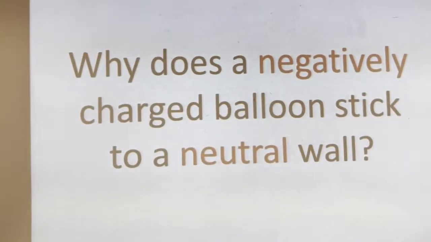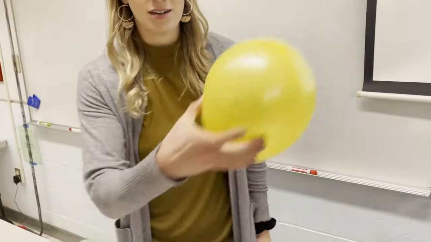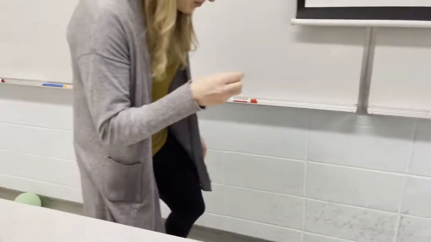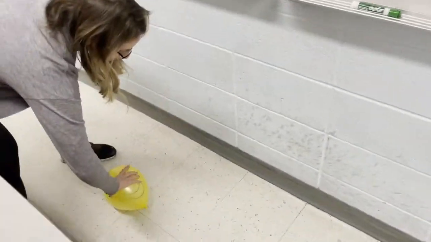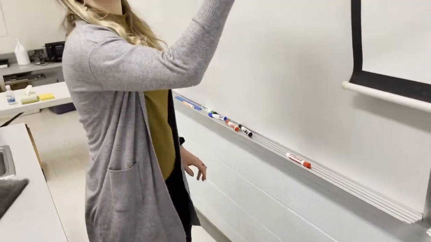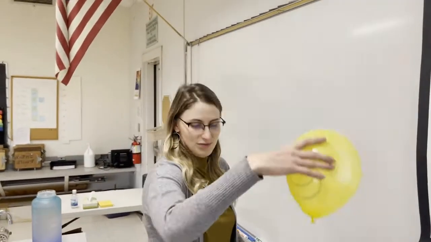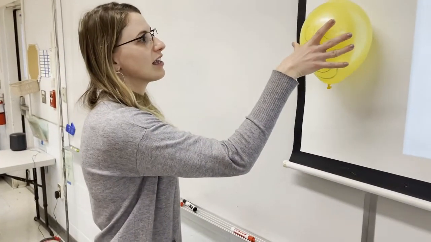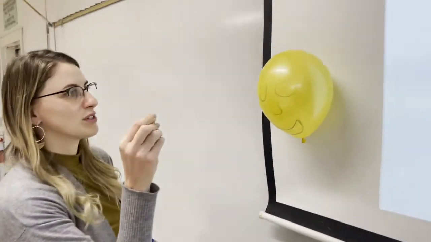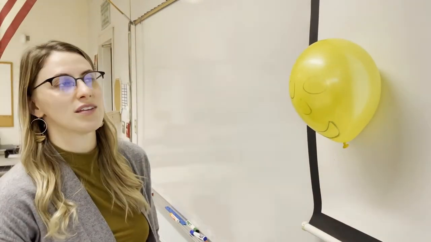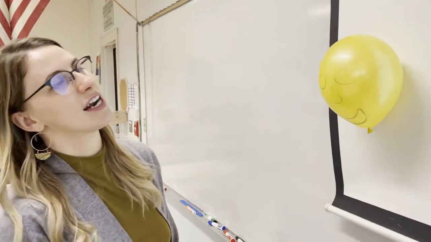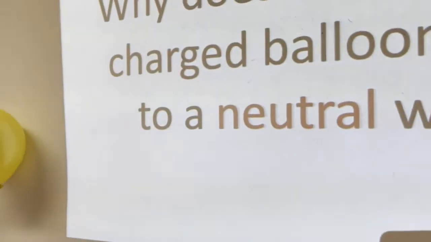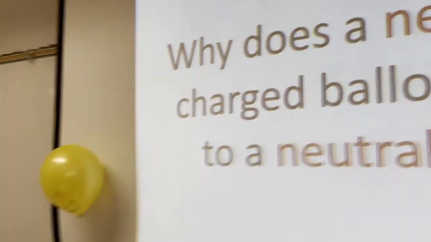Okay, why does a negatively charged balloon stick to a neutral wall? Okay, so this is our smiley face. Mr. Boykin, what's the purpose of the smiley face? So that you know which side you got your hands on. And that's important because our hands have grease on them and it will mess with all the charges there. So now, how do we know it's negative? What would make the balloon negatively charged?